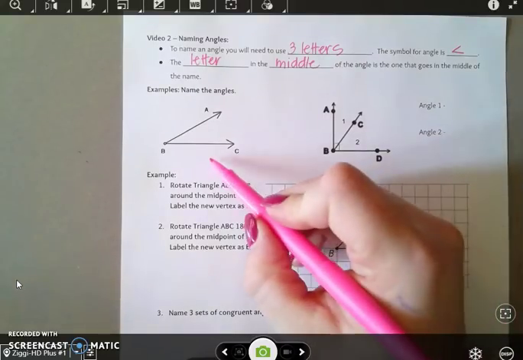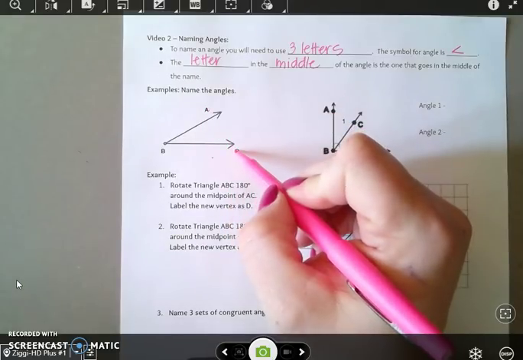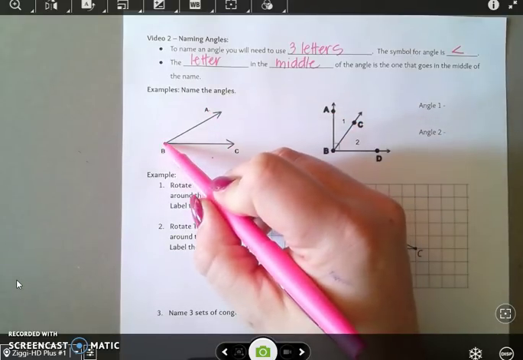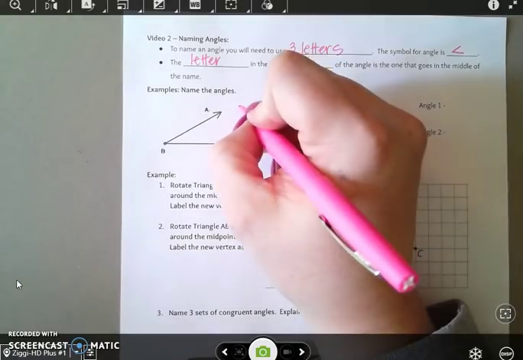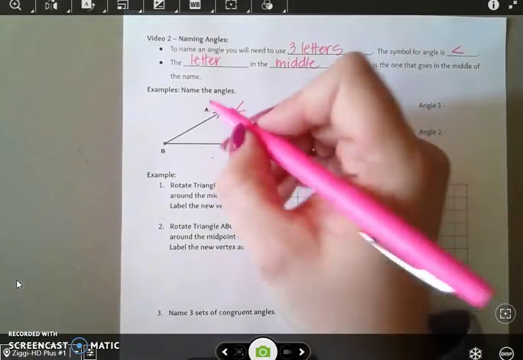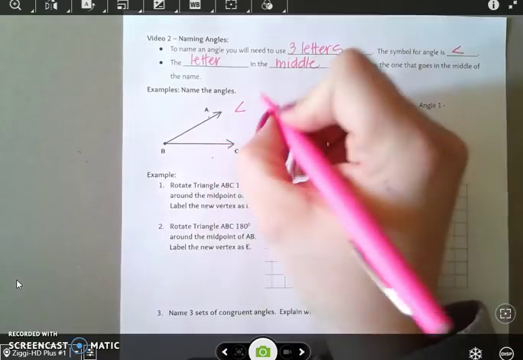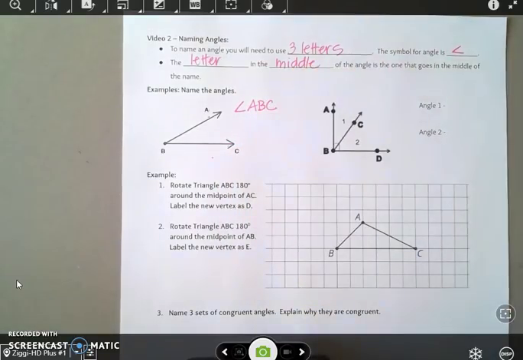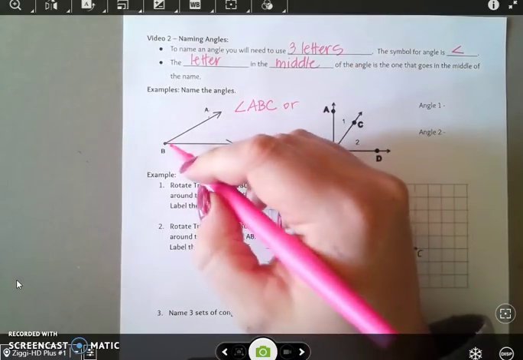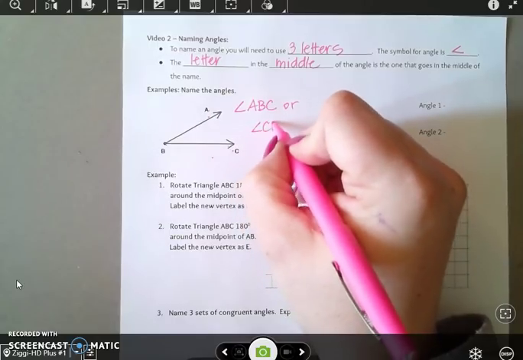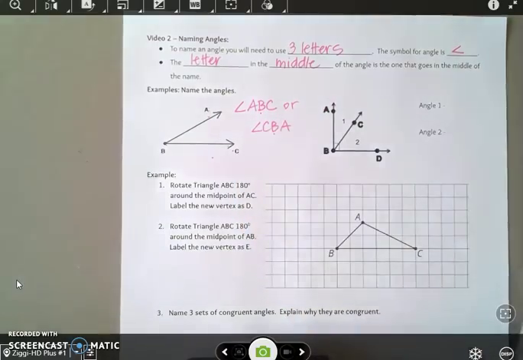So if we look at this one, notice we have letters on both ends, and we also have a letter at the vertex. The vertex is the middle. Okay, that is the vertex. So when I name this, I'm going to do my angle symbol. And I can say angle ABC, or we could say angle CBA. But that letter in the middle has to be the vertex. Okay, what's in the middle of the angle?